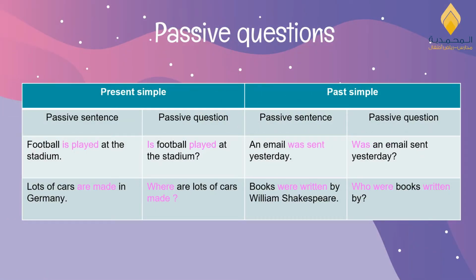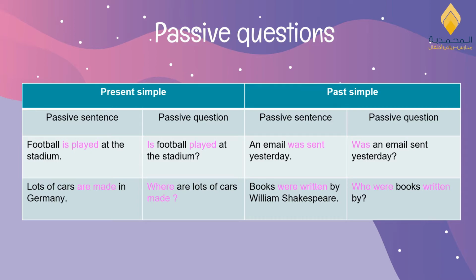Now, genius, take a look at these examples of changing passive sentences into passive questions. Read them carefully and try to guess the structure of a passive question. I have sentences in the present simple and I have sentences in the past simple. Let's take a look at the present simple sentences. Football is played at the stadium. Lots of cars are made in Germany. These are passive sentences. When I change these sentences into questions: is football played at the stadium? Where are lots of cars made?